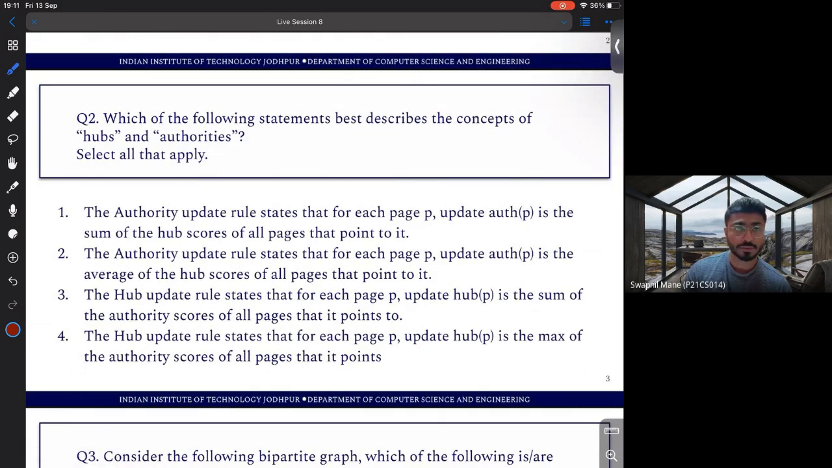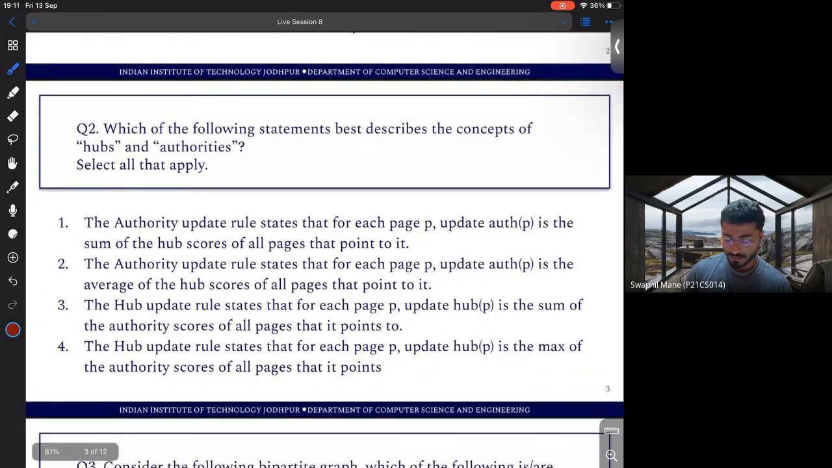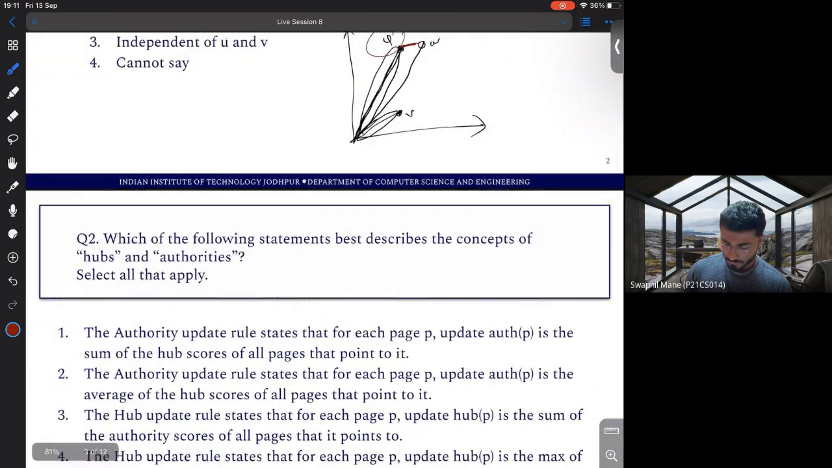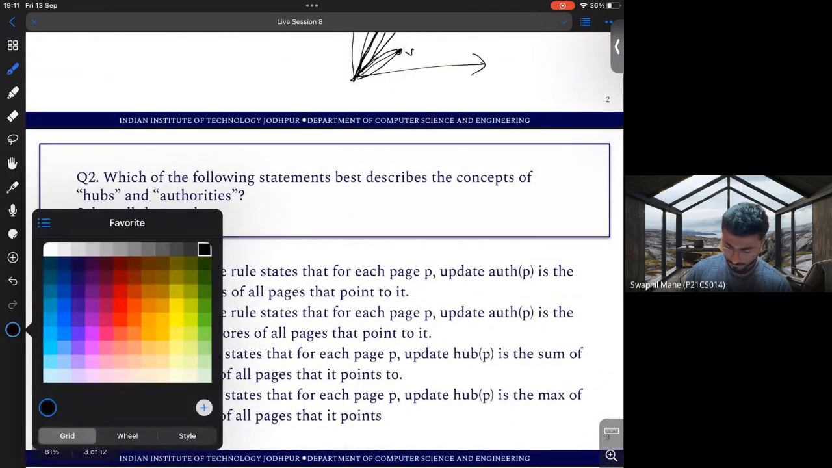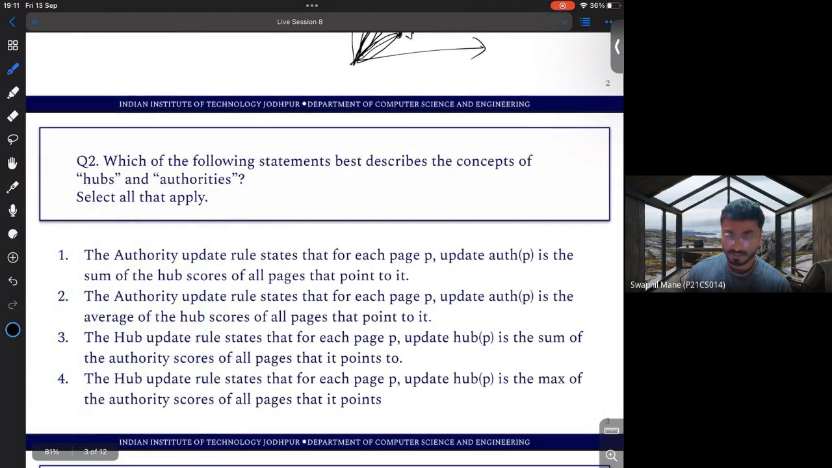Question two states: which of the following statements best describes the concept of hubs and authorities? You might have understood hubs and authorities in the lecture. Let's recall what exactly hubs and authorities are. We have some recommenders, so let's take the same example that was covered in the lectures.